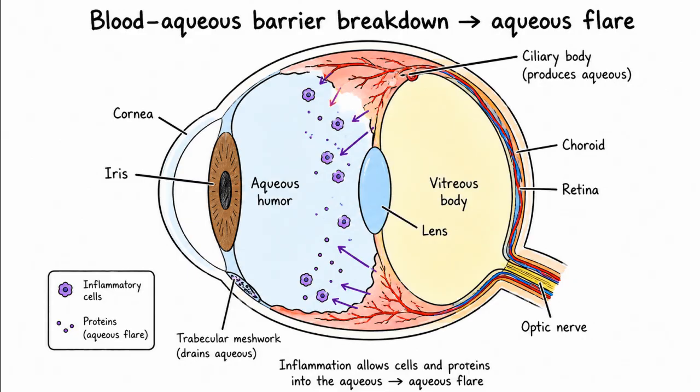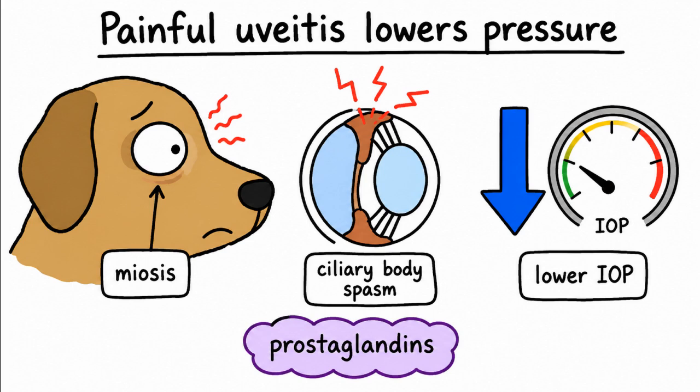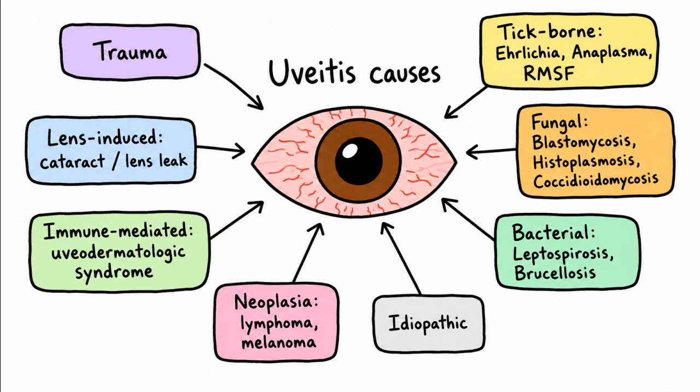Uveitis is inflammation of the vascular middle layer of the eye, including the iris, ciliary body, and choroid. Inflammation disrupts the blood-aqueous barrier, allowing protein and inflammatory cells to enter the anterior chamber and create aqueous flare. Prostaglandins produce miosis and painful ciliary muscle spasms, while inflammation of the ciliary body commonly reduces aqueous humor production and lowers intraocular pressure. Potential causes include trauma, lens-induced inflammation associated with cataracts, immune-mediated disease, tick-borne infection, systemic fungal disease, bacterial infection, neoplasia, and idiopathic inflammation.